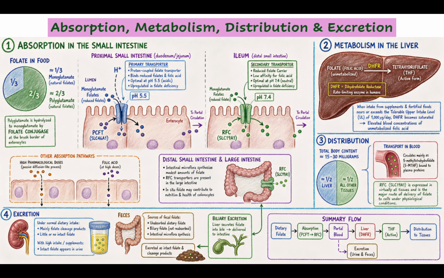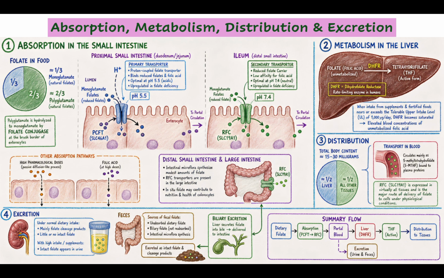the SLC46A1 gene. This functions optimally at pH 5.5, which corresponds to the acidic status of the proximal small intestine. PCFT binds to both reduced folates and folic acid. A secondary folate transporter is the reduced folate carrier, RFC, coded for by the SLC19A1 gene. It operates optimally at pH 7.4 in the ileum portion of the small intestine. It has a low affinity for folic acid.